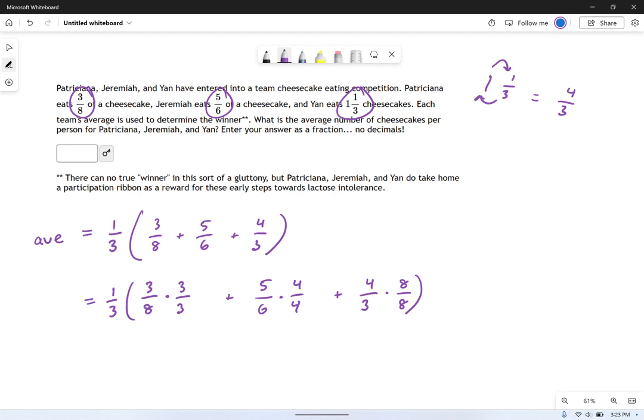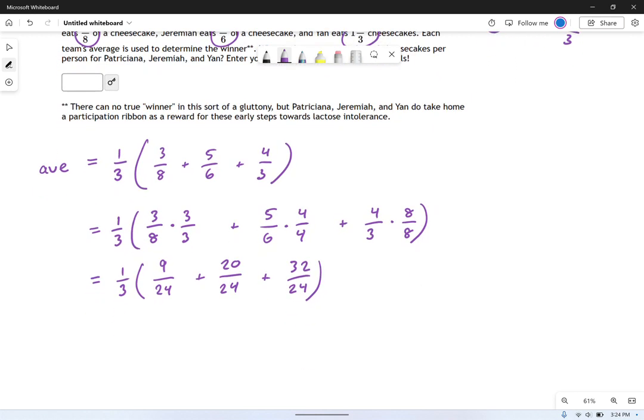Now the selection of your common denominator is not crucial. Instead of 24, you might have picked 48, or you might have picked 96. Those don't represent wrong answers, they just represent more work. And it's not really the end of the world if you spend an extra minute on a math problem. So I've got 9/24ths here, plus 20/24ths, plus 32/24ths. Okay, and that equals 1/3 times 61/24ths.